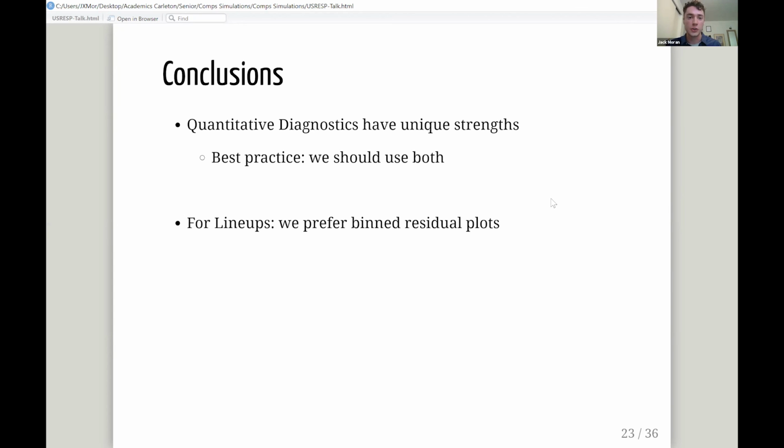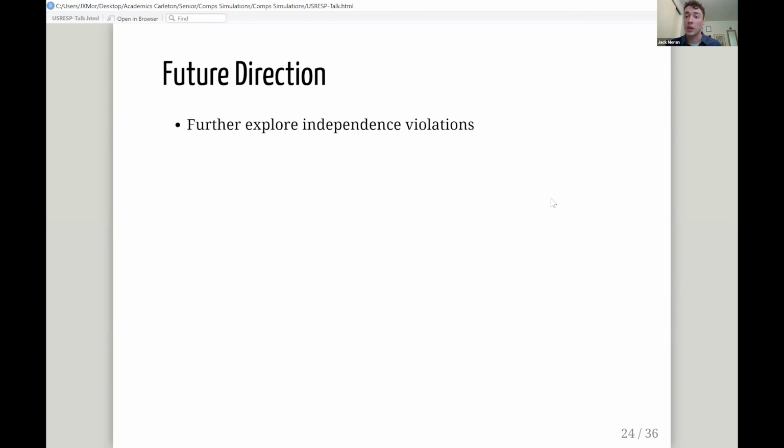And as far as future directions go, we saw that the lineup protocol was effective at detecting model violations with independence violations. So it'd be nice to further explore how different types of independence violations work with the lineup protocol, and look at it from mild to severe, how powerful is the lineup protocol. There was also, the lineup protocol had a huge type 1 error rate. And so that's a big problem moving forward, and it'd be good to look into why it was so high and what to do to minimize that type 1 error rate.